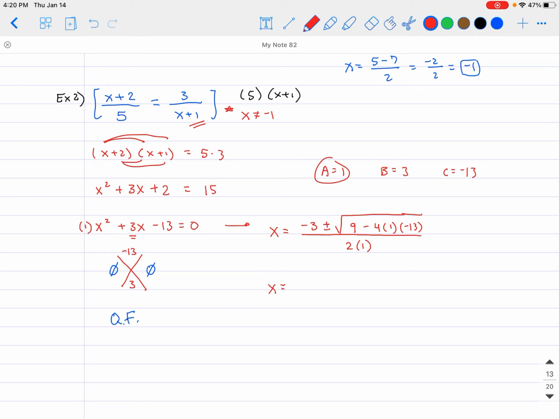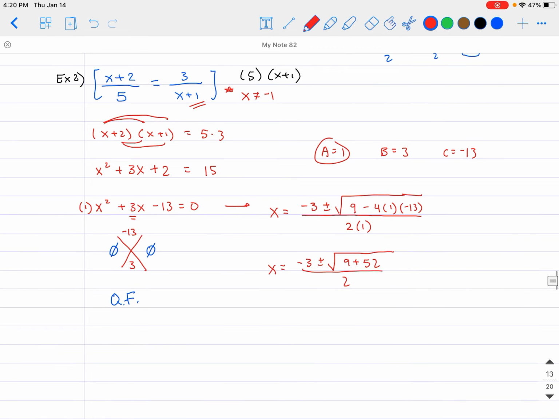So x is equal to -3 plus or minus the square root of 9, and then it looks like it's a plus now, and that's going to be 4 times 13, which is equal to 52, all divided by 2. So let's see, 9 plus 52, that's equal to 61. And I think that's where the dead end is going to come, because unfortunately we cannot take the square root of 61, nor can we factorize it. So then it'll be cleaner, and these two will be my solutions.